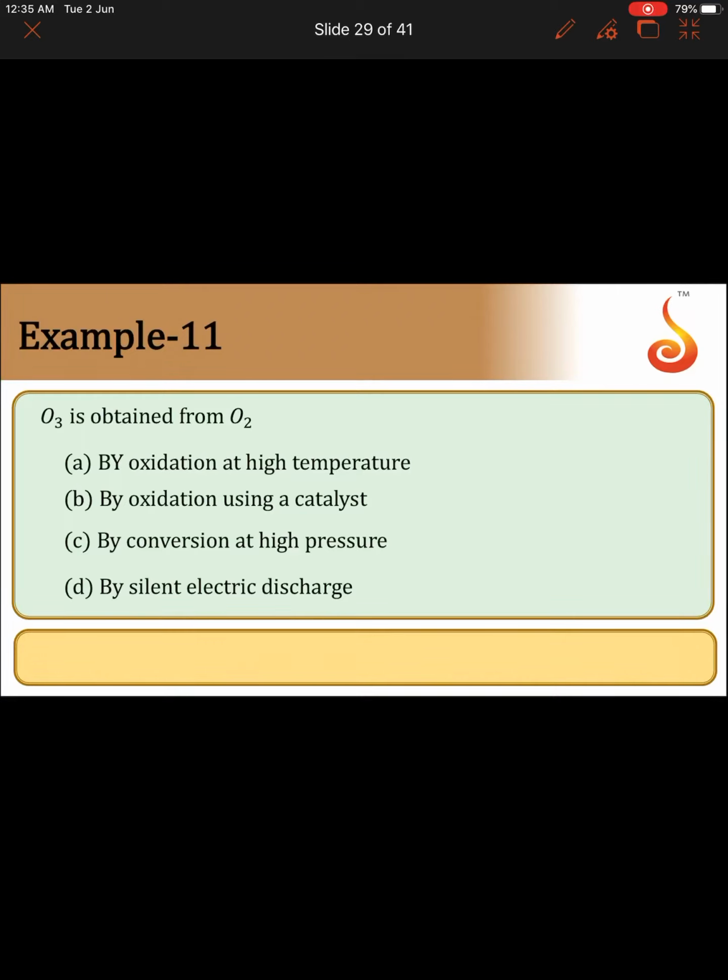O3 is obtained from O2. Here ozone is prepared. Ozone is prepared from O2 by passing a silent electric discharge through pure, cold and dry oxygen.